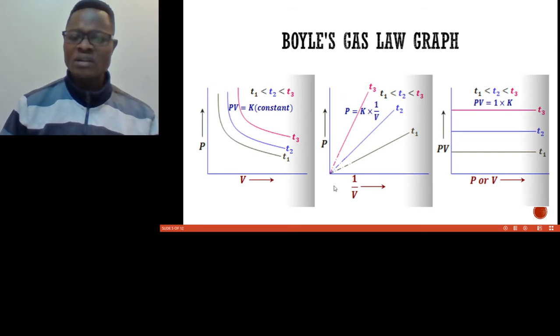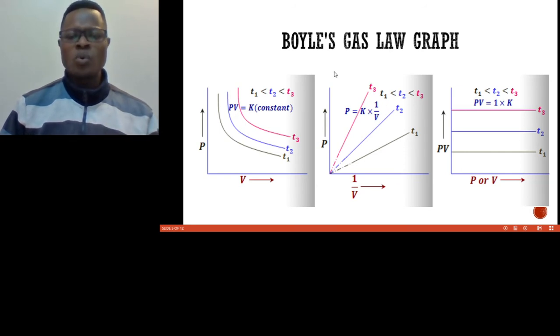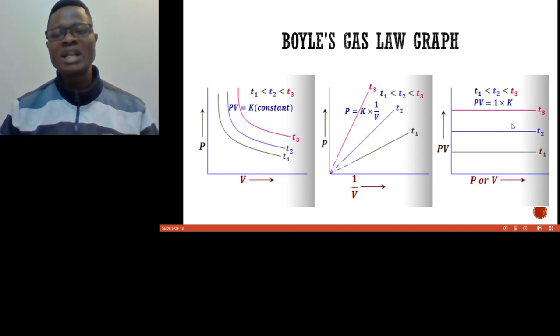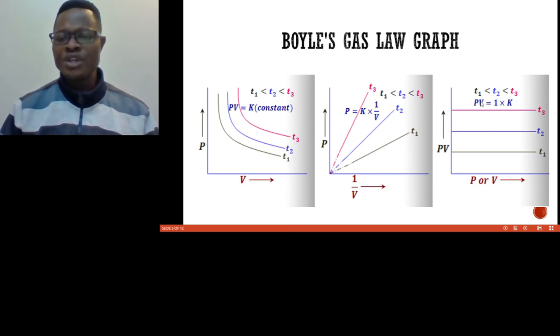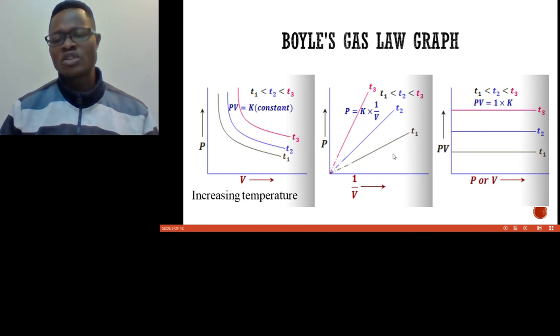And in the second graph, we can see a straight line graph that shows that inverse relationship. When P, which is the pressure, is constant, then we multiply with 1 over V because this is an inverse relationship. And when we have a horizontal line, we simply have PV equals 1 times K because it is what? Constant. This is just what we are talking about.